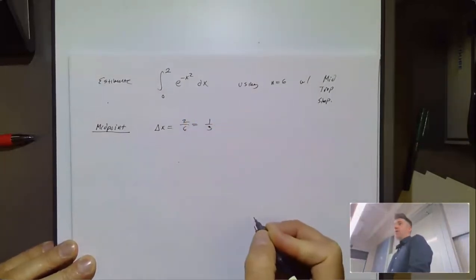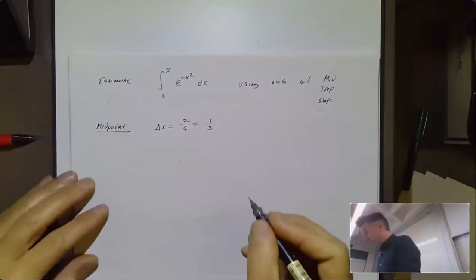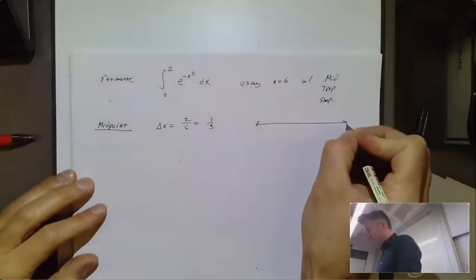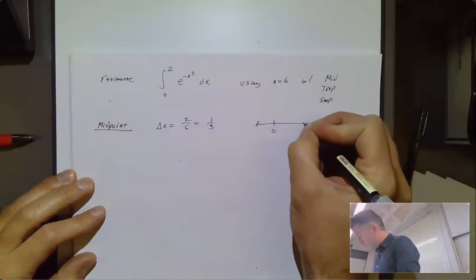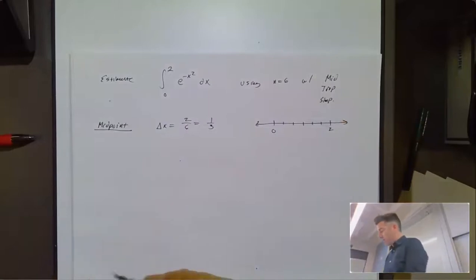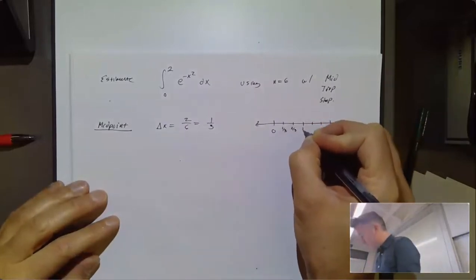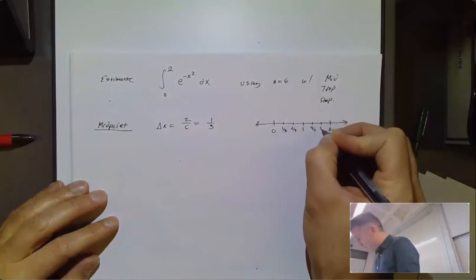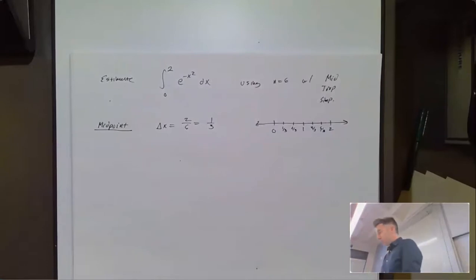To find the midpoints, I find it easiest to draw out the x-axis. You don't need to draw out the function, but I'm going to draw out the x-axis and be like, okay, I'm starting at 0. I'm going to 2. I'm breaking it up into 6 sections. I know my width is 1/3, so I know that all these points are 1/3, 2/3, 3/3, 4/3, 5/3. And then the midpoints are halfway between. So what's the midpoint of 0 and 1/3?